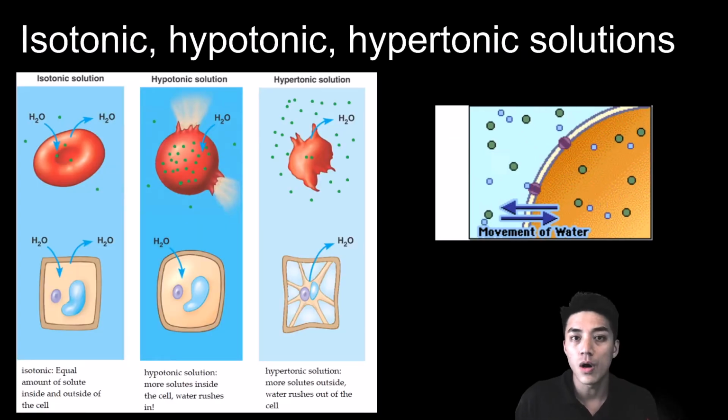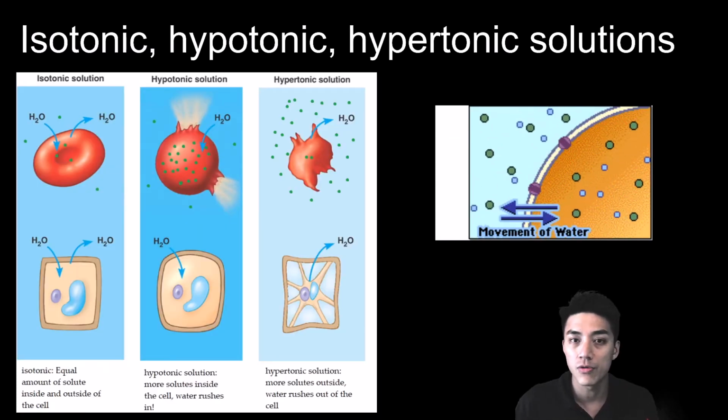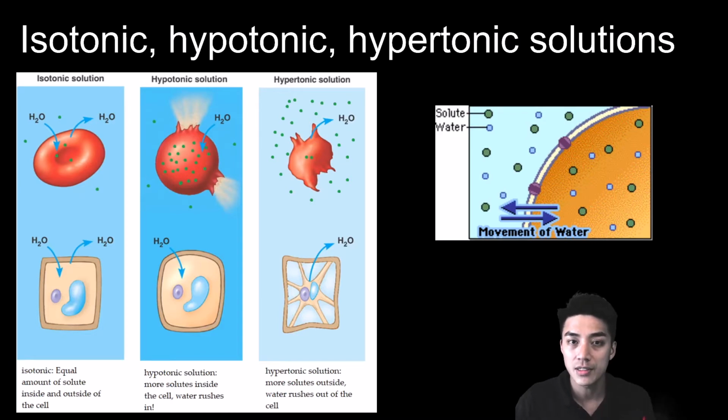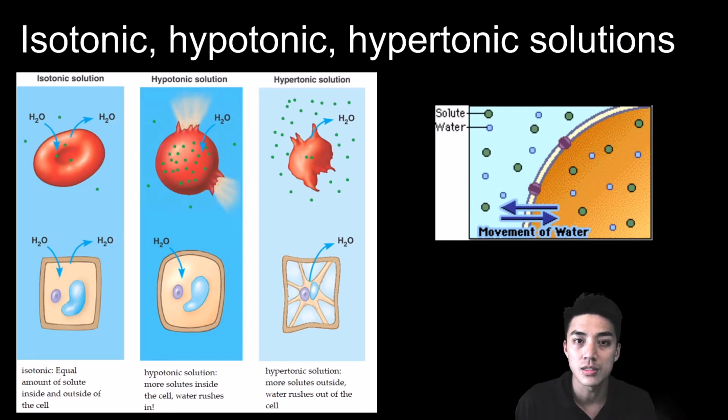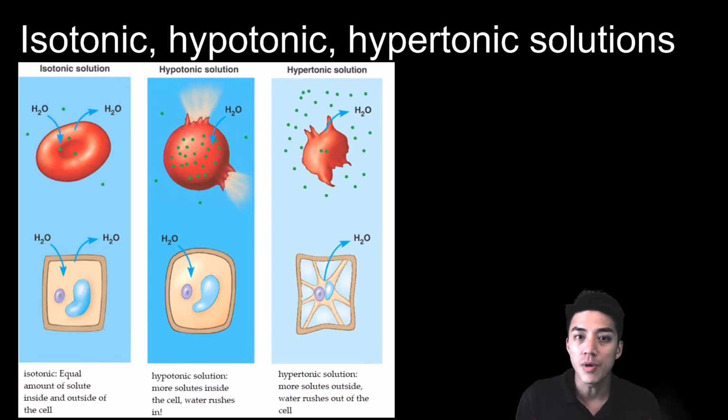Which direction the water moves during osmosis, whether the water goes in the cell or out of the cell, really just depends on what kind of environment or solution the cell is in. Let's discuss each of the three possibilities, starting with the far left, where the cell is in an isotonic solution. Iso means equal, so the cell is in a solution where it has an equal amount of solutes both inside and out of the cell.